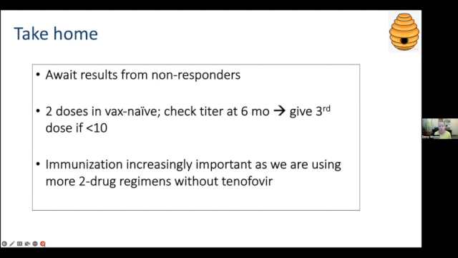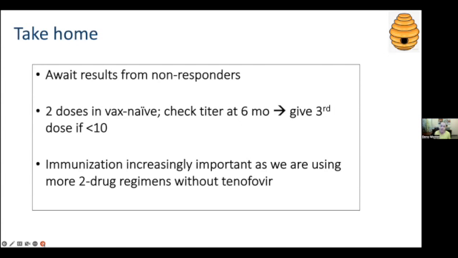And if they're below 10, then I'm going to try and give a third dose. I haven't done this in clinical practice yet because I haven't encountered this scenario. But I think the only caveat will be if insurance will cover it, since this is not currently a 3-dose series, is not how the vaccine is approved or indicated.